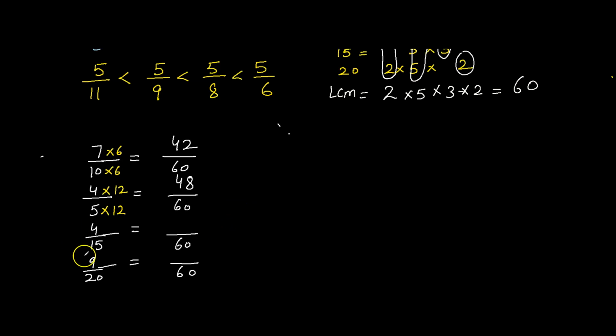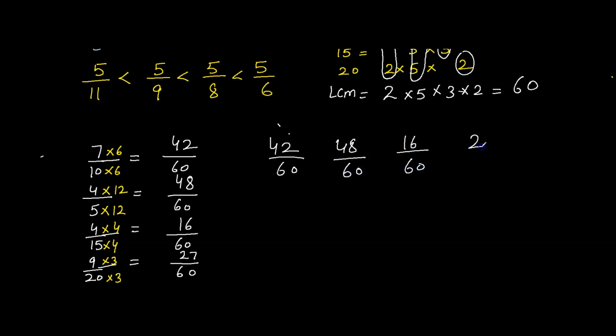In the third one, 4/15. So 15 times 4 is 60. So 4 times 4 will give us 16. So that becomes 16 over 60. And in the last one, 20 times 3 is 60. So 9 times 3 is 27. So now we have the fractions 42 out of 60, 48 out of 60, 16 out of 60, and 27 out of 60.